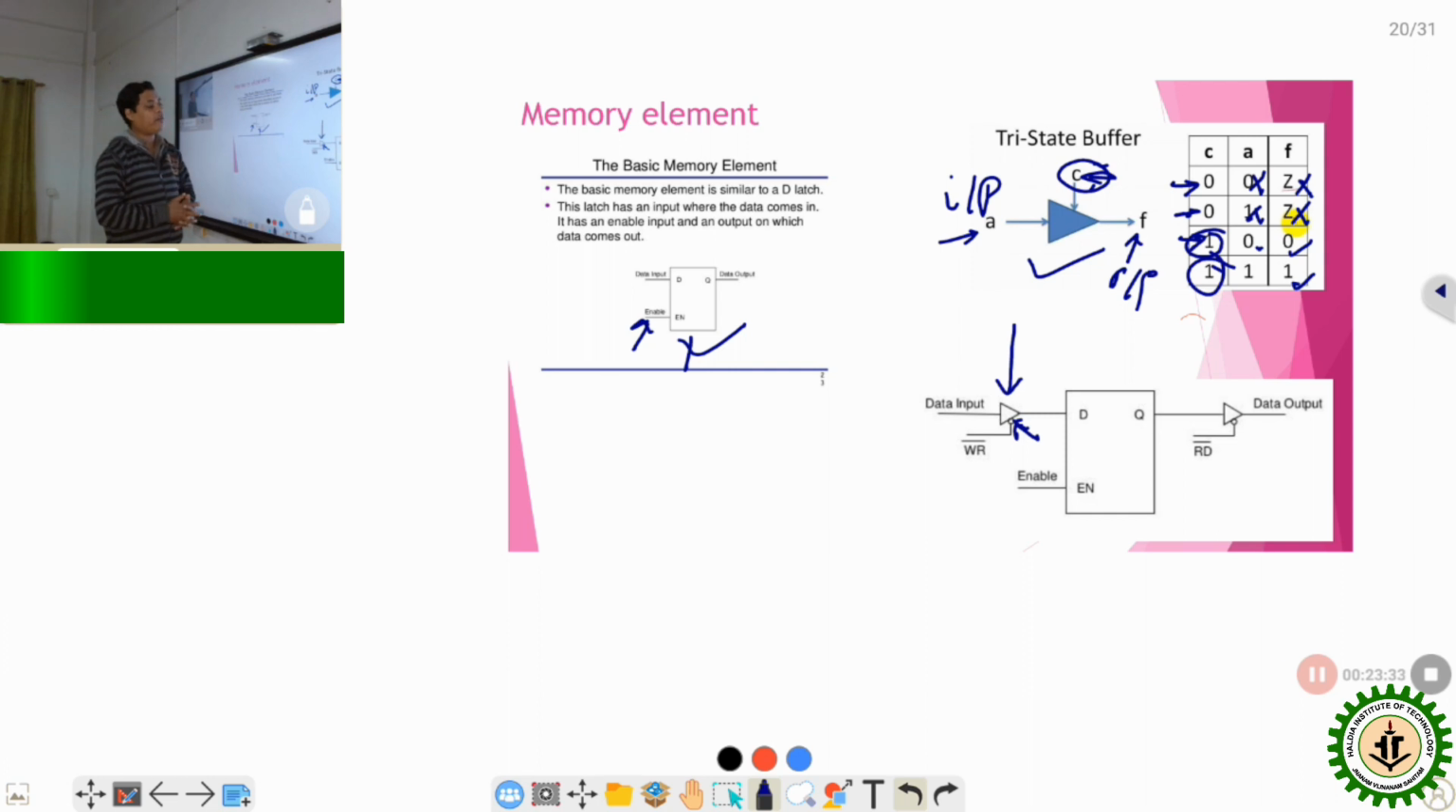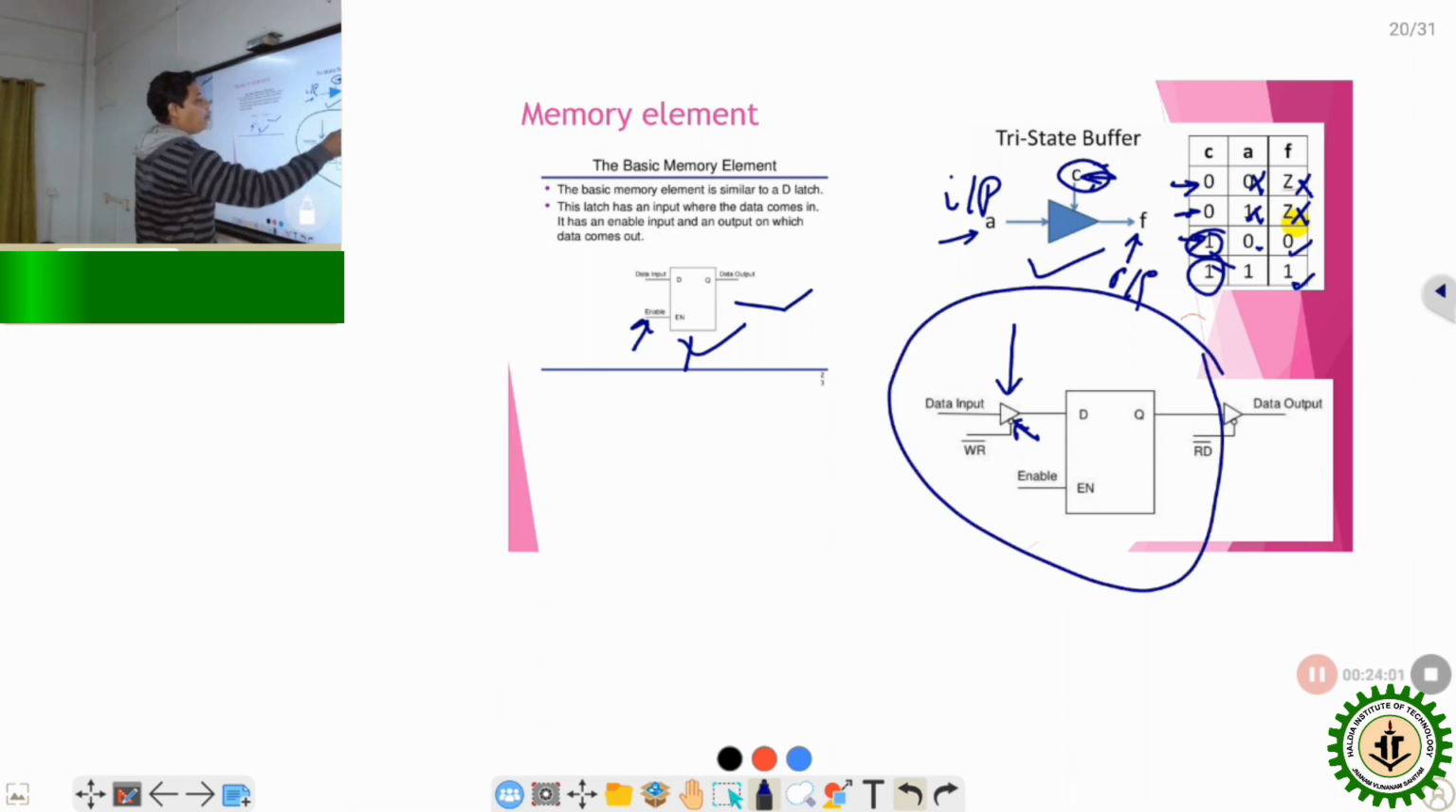Here an active low type tri-state buffer is used. Basically we have seen that the read signal or write signal of the microprocessor is active low type. So combining these two devices, the D flip-flop and the tri-state buffer, ultimately produces one particular memory element, which is capable of storing only 1 bit of information.